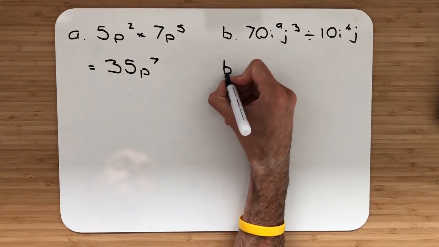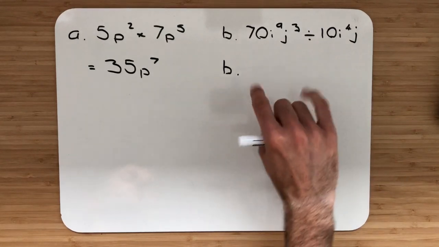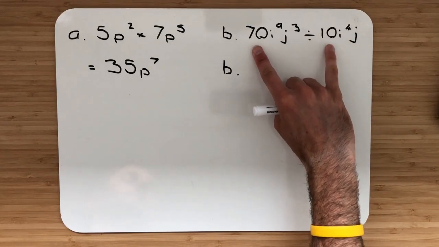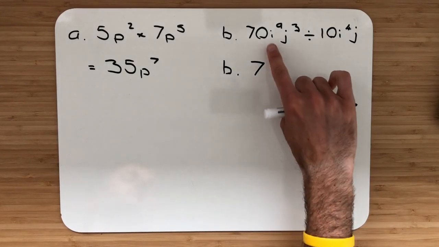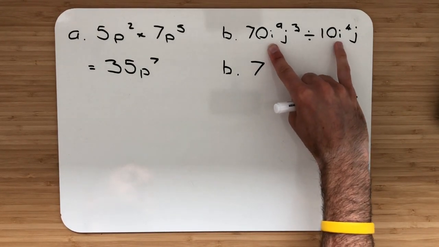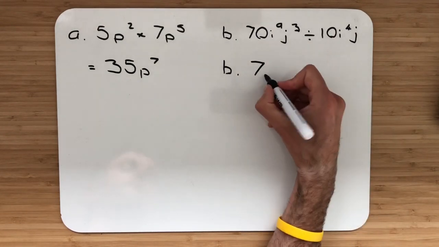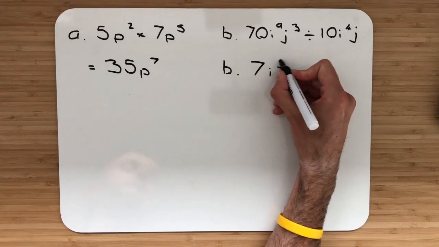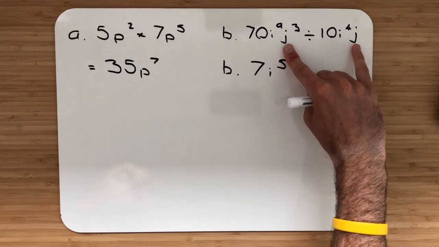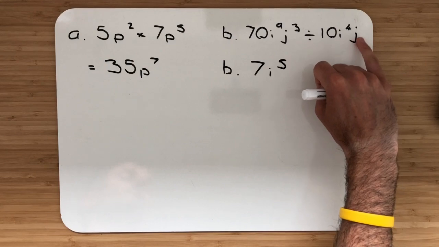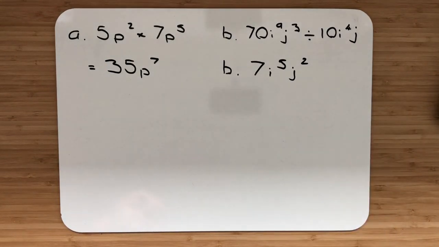Part B. Okay, we're dividing, so we know that we're going to subtract the powers, but let's just deal with our coefficients. 70 divided by 10 is 7, and then take each term individually. I to the 9 divided by I to the 4. When you divide, you subtract. 9 subtract 4 gives me I to the power of 5. Then we have j cubed divided by j. Now that j just is a power of 1, so therefore that becomes j squared.